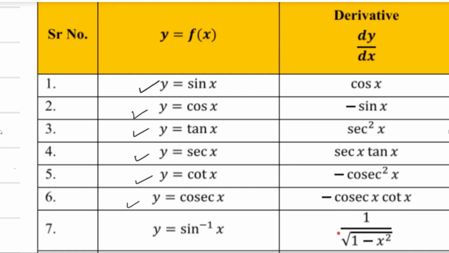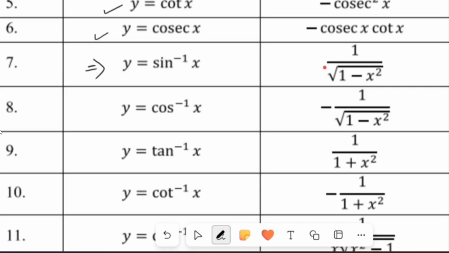And here you can see if we are having the function sine inverse of x, its derivative would be 1 by under root 1 minus x square. There, whatever would be in the place of x, we have to take the square of it. Fine. And if we are having function cos inverse of x, its derivative would be same as sine inverse of x derivative, but negative sign will be coming over here.